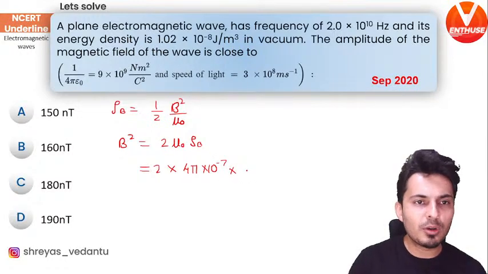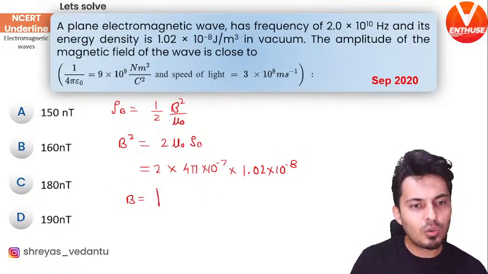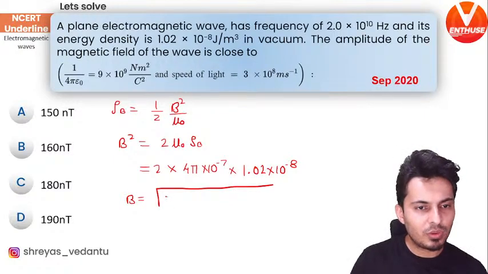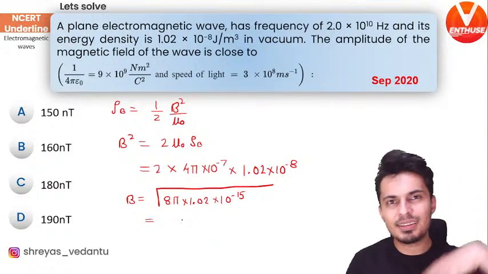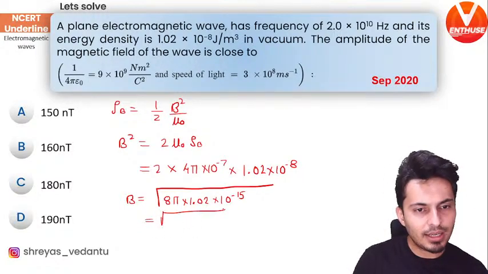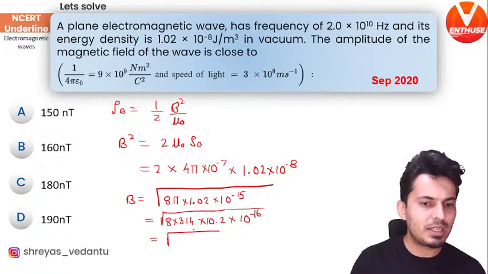Rho B, density is 1.02 into 10 to the power minus 8. That's it. So B will be the root of all these things. So 2 into 4 is 8 pi into 1.02 into 10 to the power minus 15. In order to make it even powers of 10, so that it is easier to take the root, you can write it as 8 into 3.14 into 10.2 into 10 to the power minus 16. So this you can calculate approximately.